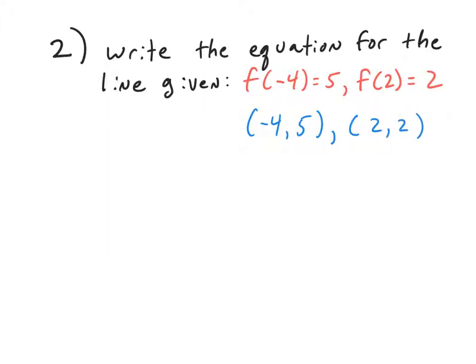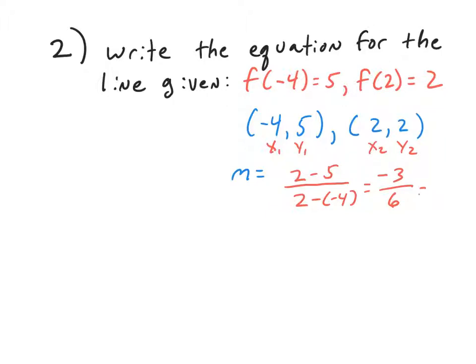So first we'll figure out what is the slope, and that's just going to be the change in y over the change in x. So we'll have x1, y1, x2, y2, and we'll do y2 minus y1 over x2 minus x1. That's going to be a -3 over 6, which is the same as -1/2. Okay, so our slope is -1/2.